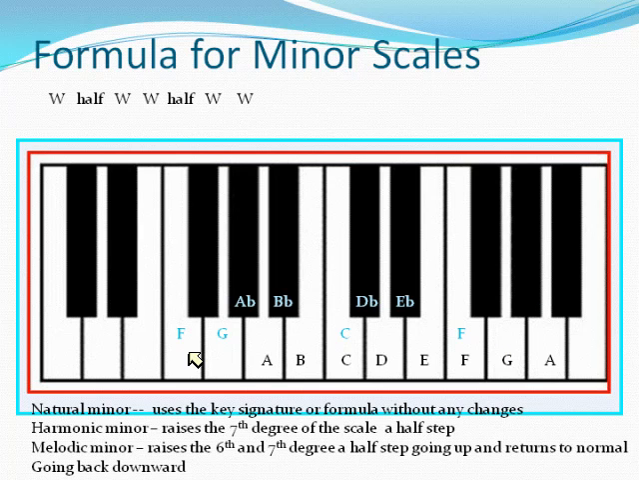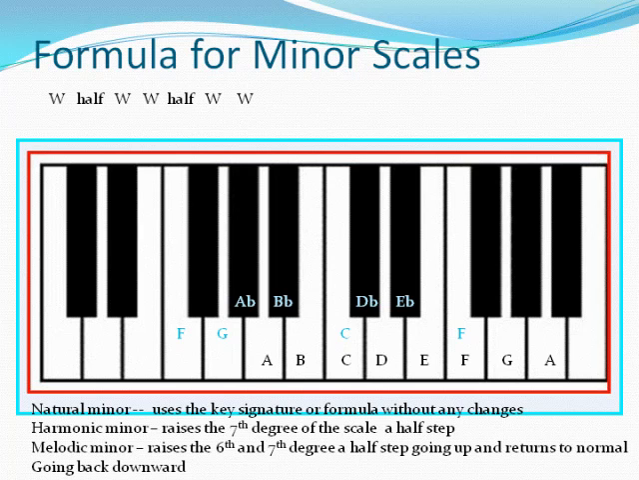If I were to do that on the F minor scale, the 7th degree of the F minor scale is E flat. I would need to raise that up a half step to an E. So now for harmonic minor, it would be F, G, A flat, B flat, C, D flat, E, and then F. So those are the changes there.